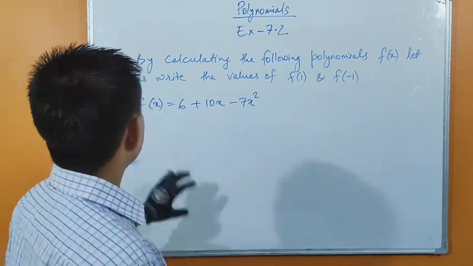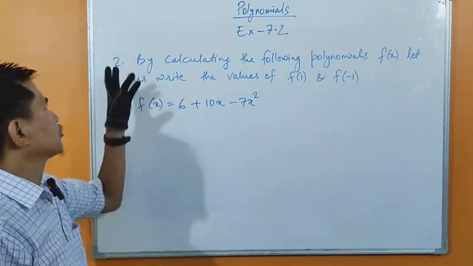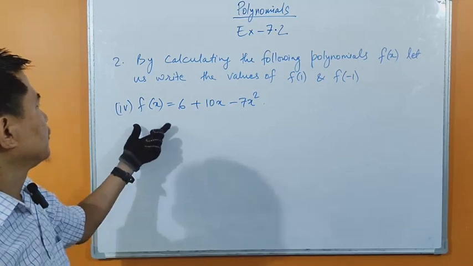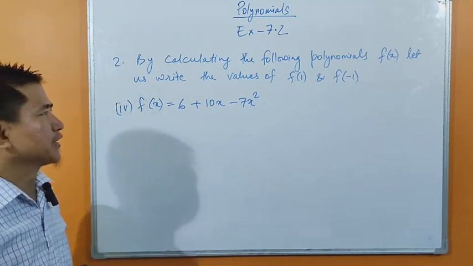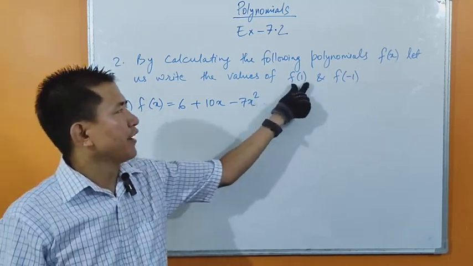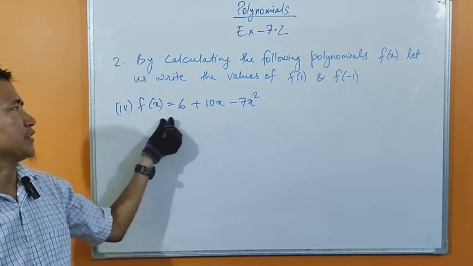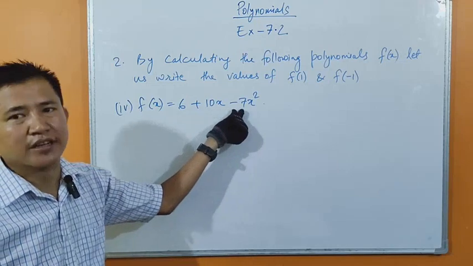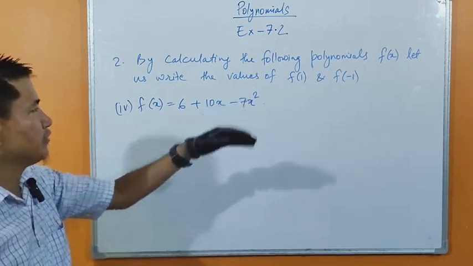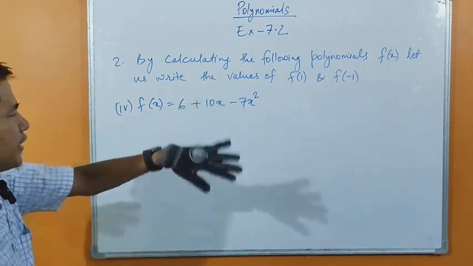Okay students, we have completed sub number 3 of question number 2. Now let us quickly move to sub number 4 of question number 2. Okay, we are asked to find the value of f1 and f minus 1 from this expression. f(x) equal to 6 plus 10x minus 7x squared. Let us put the value and find the value of f1 and f minus 1.